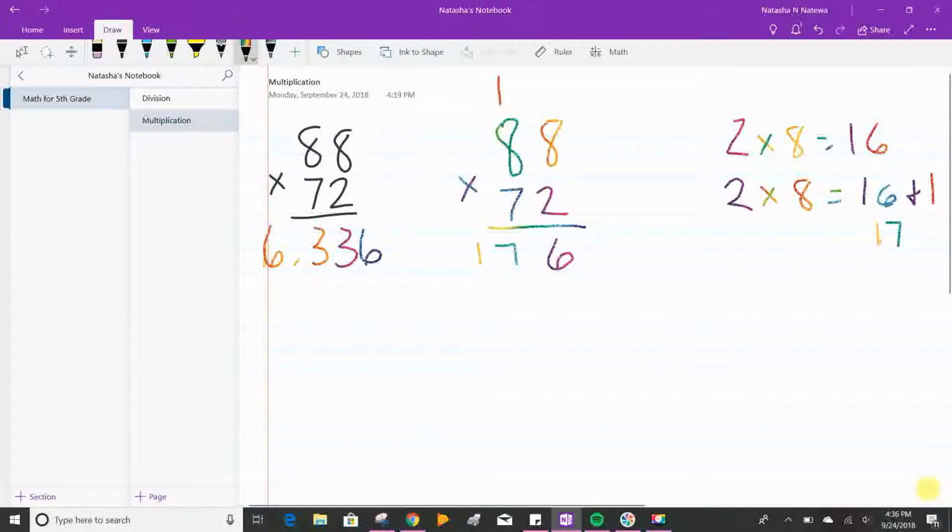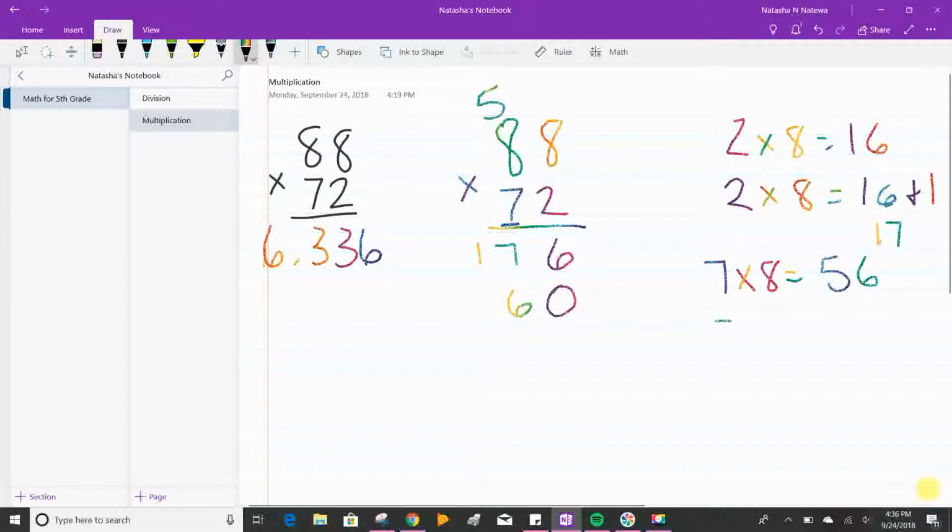Alright, now we're going to solve for the tens. 7 times 8. I forgot something. When we're moving to the tens place, we'll always put a 0. 7 times 8 is 56. I'm going to erase this 1 because I'm done with that. Okay, 7 times 8 is 56. 6 goes on the bottom, 5 goes on the top.